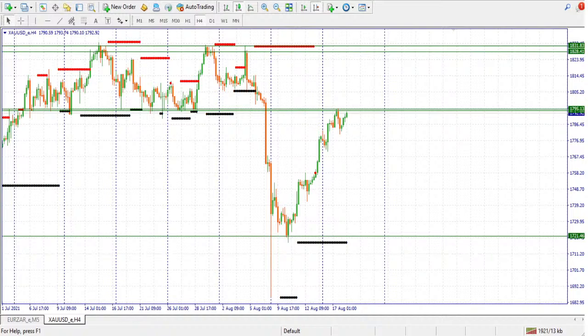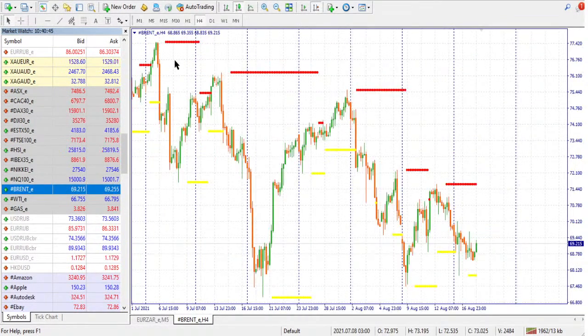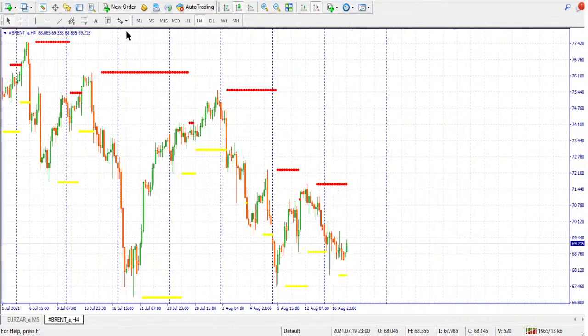So the other symbol which I want us to look at, look for Brent oil. So the Brent oil so far, we do have a level here. These are our most significant levels. We have like a support here.